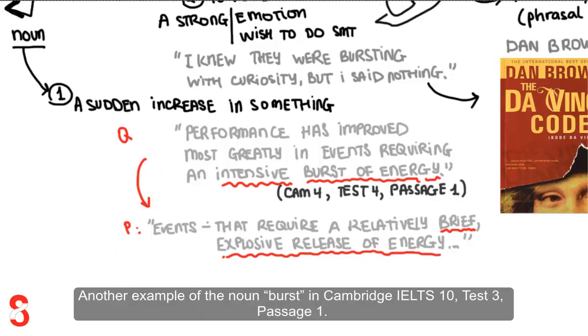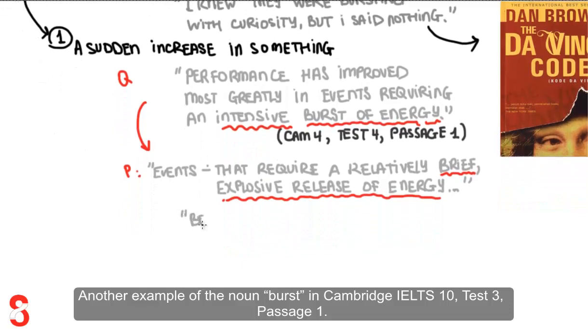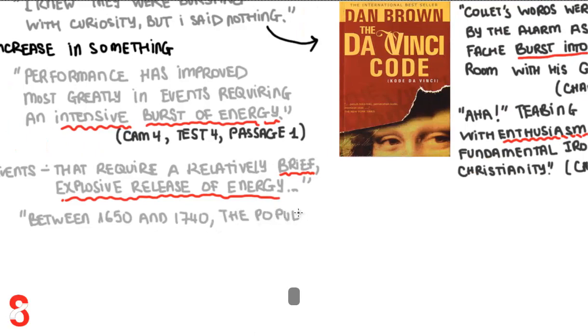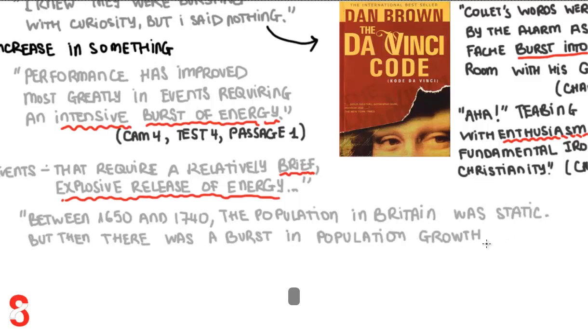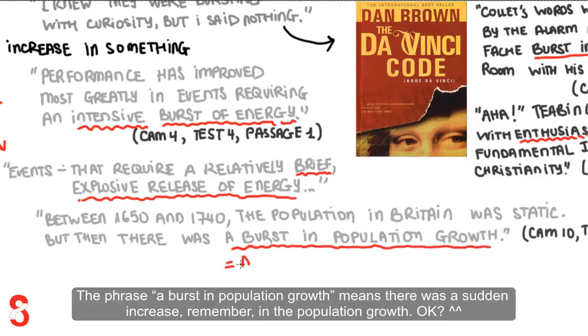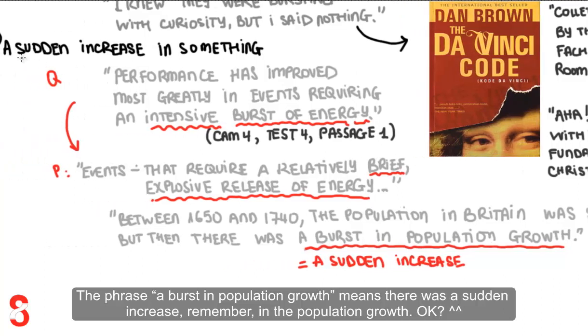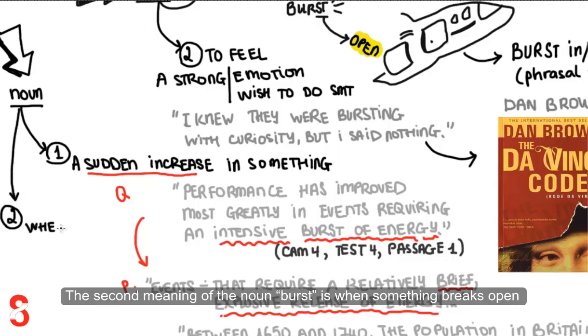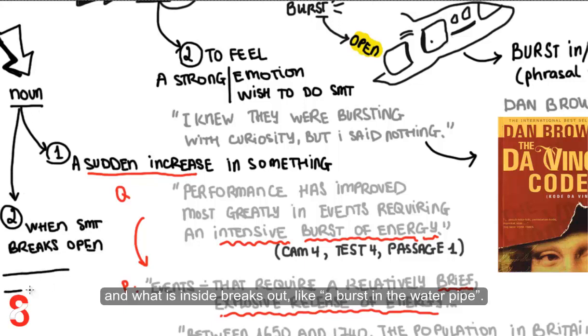Another example for the noun burst is in Cambridge IELTS 10, Test 3, Passage 1. Between 1650 and 1740, the population in Britain was static, but then there was a burst in population growth. The phrase a burst in population growth means there was a sudden increase, remember, sudden increase in the population growth, okay? Now the second meaning of the noun burst is when something breaks open and what is inside breaks out, like a burst in the water pipe.